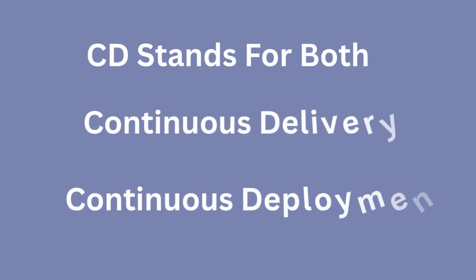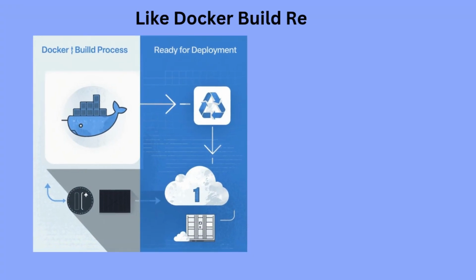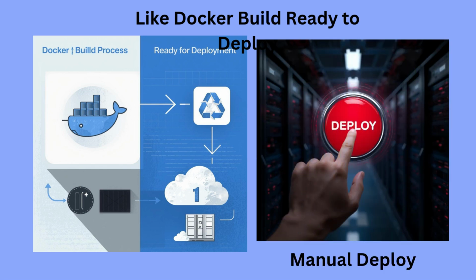Now, CD can mean two things: continuous delivery or continuous deployment. Continuous delivery: the pipeline runs all tests and prepares the build for release. But it stops before deployment and waits for manual approval. Think of it as the review step before release.